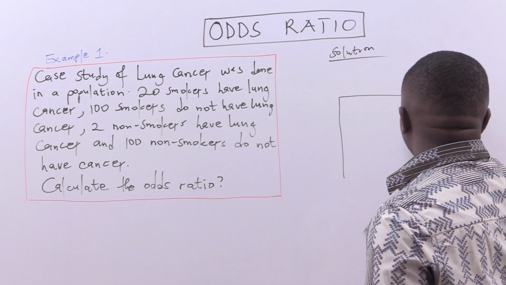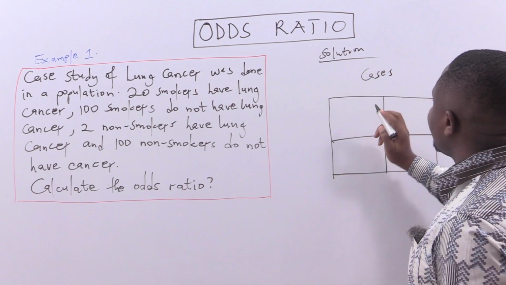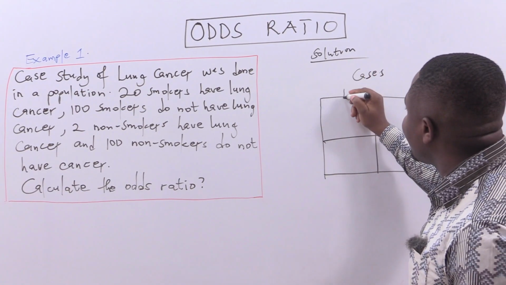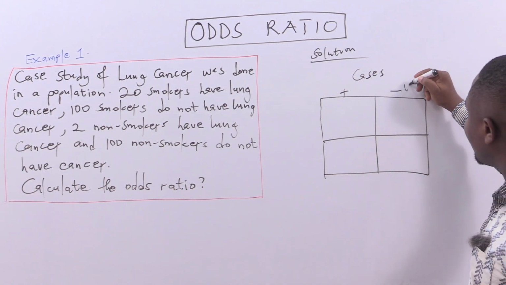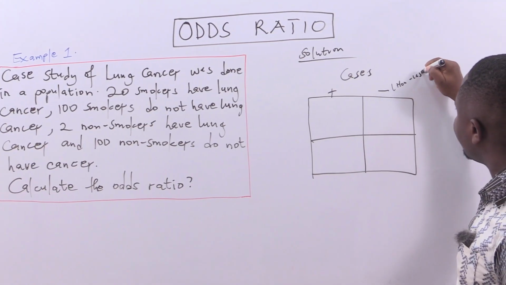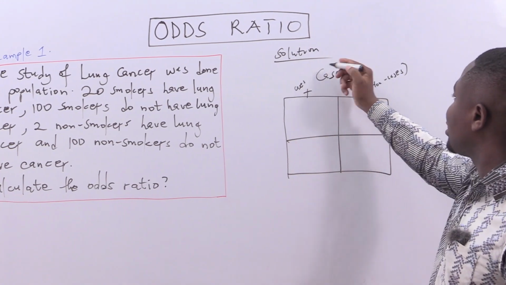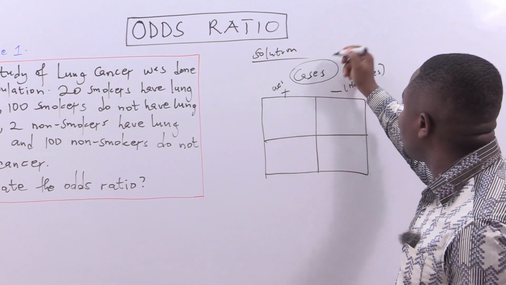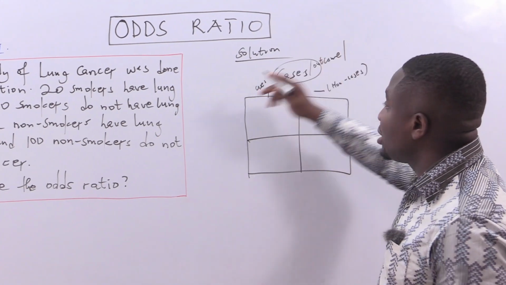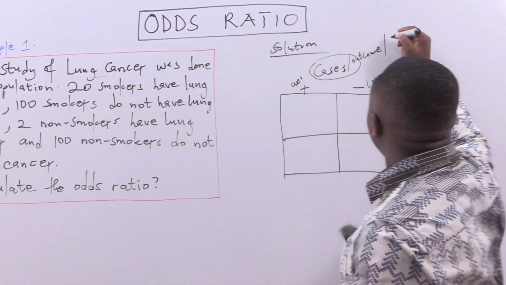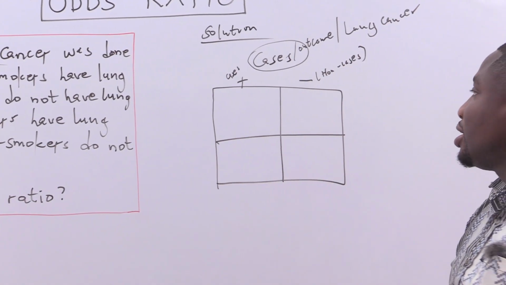So we have a table like this, and on top we have cases. If it is present, then we'll say it's a case. If it is negative, then that becomes non-cases. So this is non-cases, and this is the real case. The heading is cases, or you can even put it there as outcome, or which disease we are looking at: lung cancer. Anyhow you want to go about it.